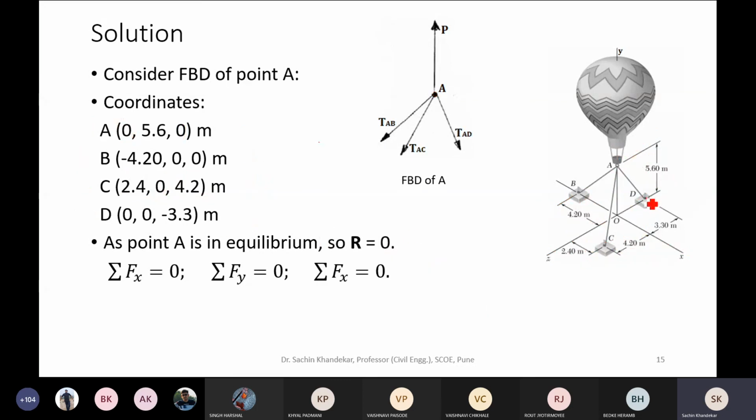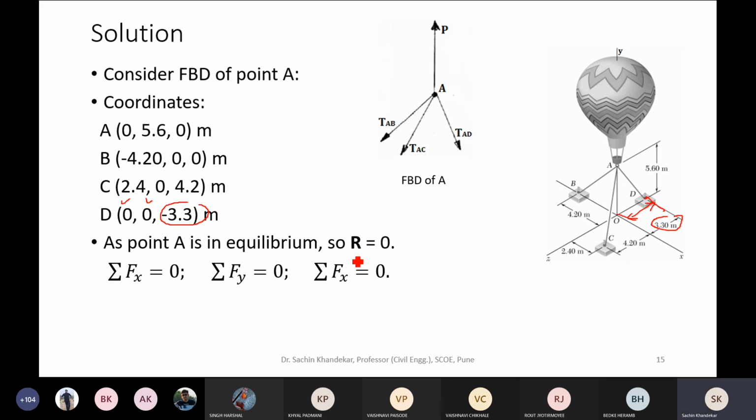And then write the coordinates of point D finally. So this is the point D. Point D is located on z-axis. So other two coordinates must be 0. That means x coordinate as well as y coordinate must be 0. X coordinate is 0, y coordinate is 0. And what about z coordinate? As point D is on negative side of the z-axis, it is minus 3.3 meter.